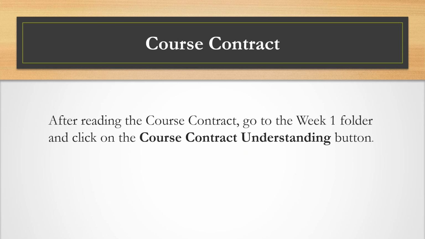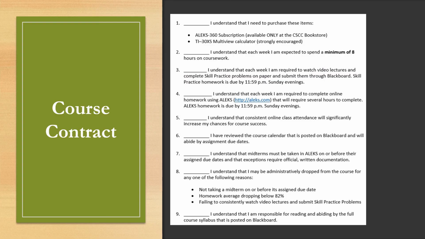After reading the course contract, go to the Week 1 folder on Blackboard and click on the Course Contract Understanding button. This is your course contract. Number 1, I understand that I need to purchase these items: the ALEKS 360 subscription and the TI 30XS multi-view calculator is strongly encouraged. Number 2, I understand that each week I'm expected to spend a minimum of 8 hours on coursework. This is typical of a college course that's 4 credit hours.